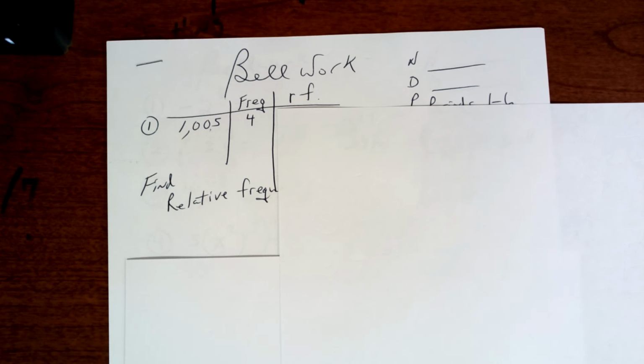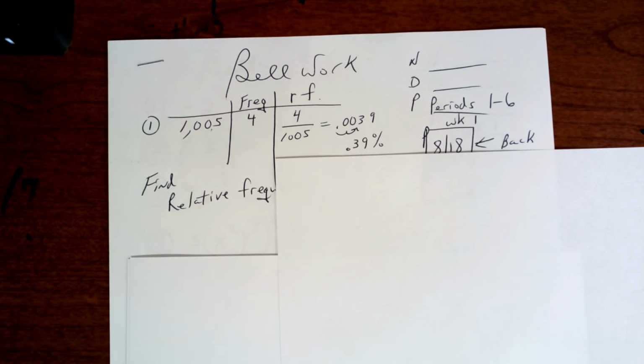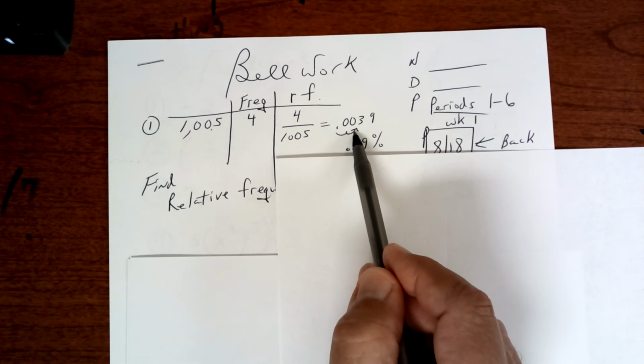Okay, so find the relative frequency. To find the relative frequency, you're going to make a fraction here over the frequency, and you're going to divide. So you're going to have 4 divided by 1005, and you get 0.0039. And when you move your decimal over 2 places, it becomes a percentage, 0.39%.